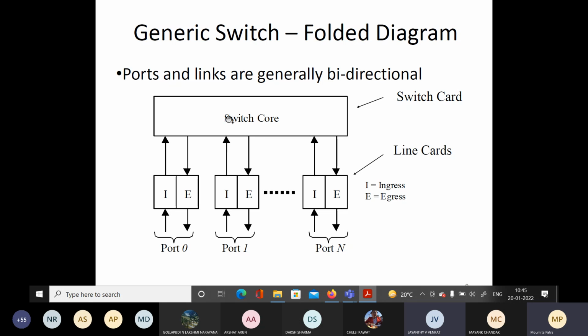You have the switch core here. So this is how we were working: this was the way in which the transfer was happening from your line card to the switch card. And then you have your ingress and egress in each of the line cards. These are acting as different ports, so port 0 to N here. All right, so this is how your generic switch looks.